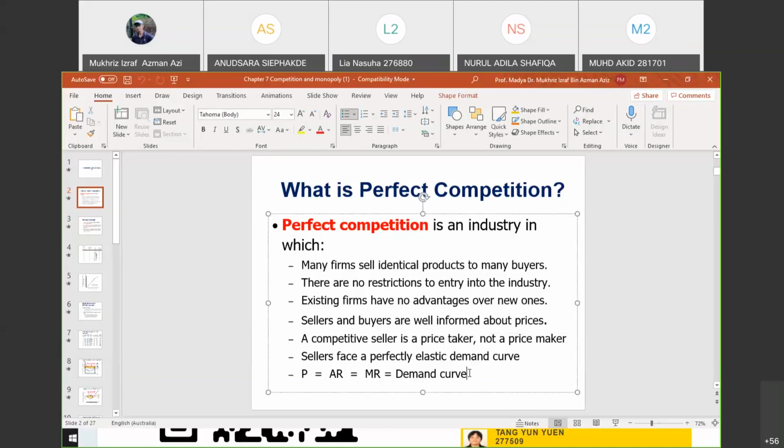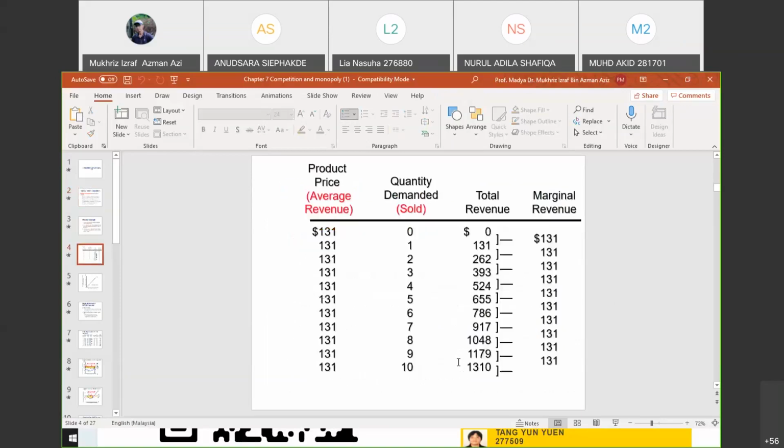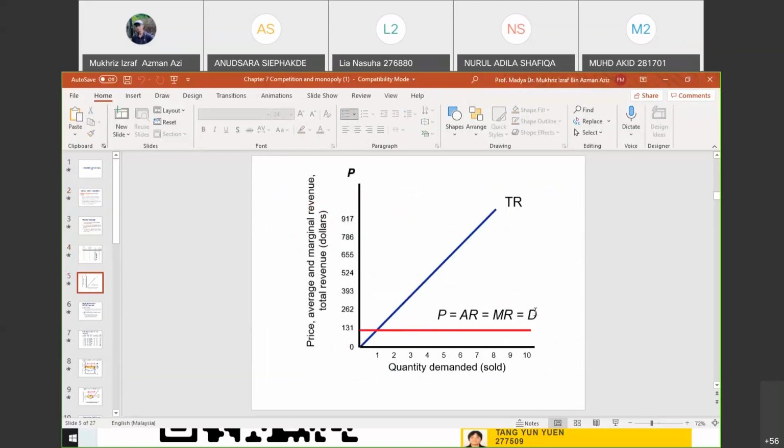Every firm can only sell at one price, the price which is set by the market. And because the price is constant, the demand curve for a perfect competition market is perfectly horizontal, and that will lead to the average revenue and the MR being the same.